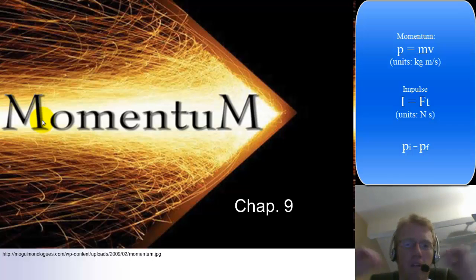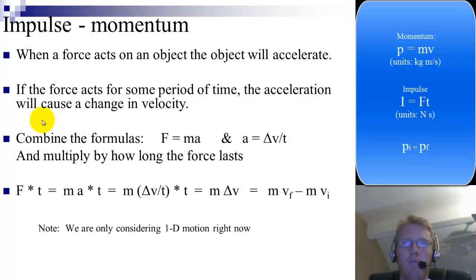So hopefully you find that to be a bit of a relief after chapters 5, 6, and 8 were pretty math intense. So this chapter is all about momentum, and we'll soon learn what that is and how to calculate various values of it and how it's helpful in problem solving. So first, we want to go way back and think about forces in a different way.